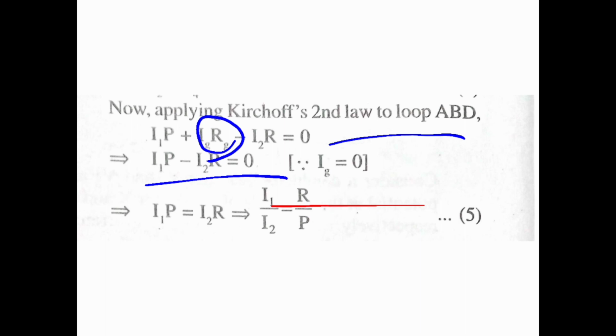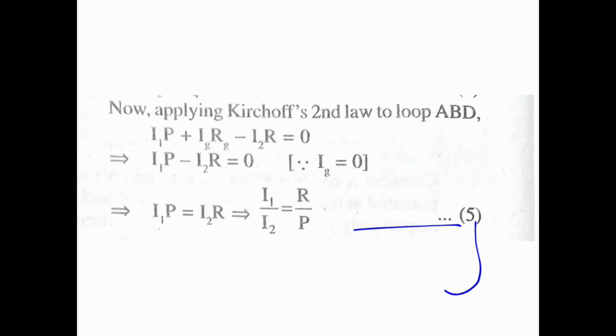Then I1P is equal to I2R, I1 by I2 is equal to R by P. This is equation 5.